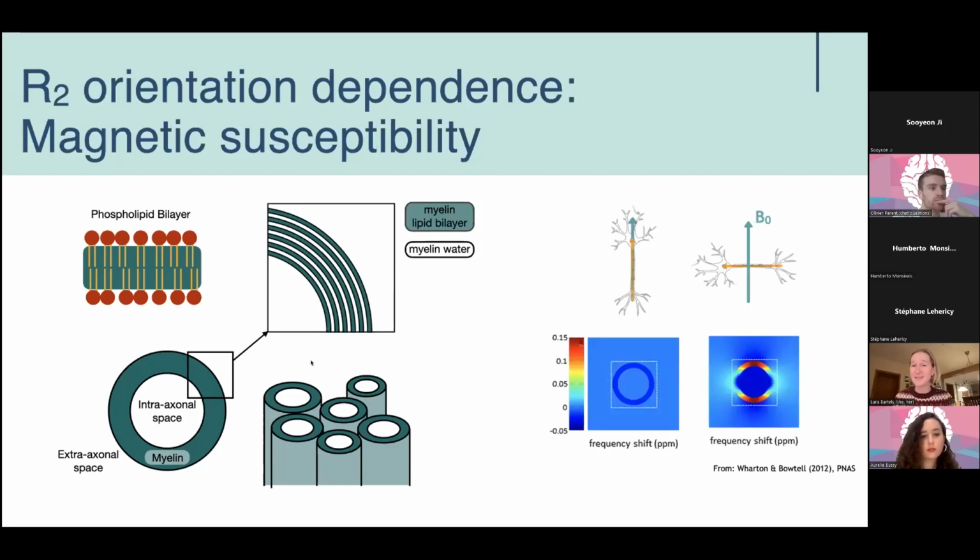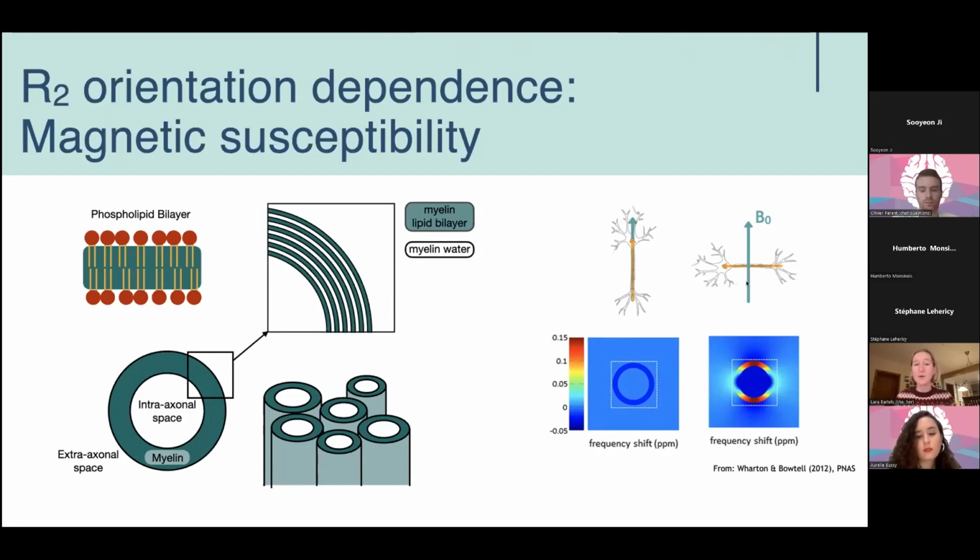What that means is that depending on whether the axon we're looking at, so one of those cylinders, is arranged in parallel or perpendicular to the external magnetic field, we'll get different effects on the actual magnetic field surrounding it. When they're arranged in parallel, we pretty much see that the field is very homogeneous around them. These were calculations done by Wharton and Bartels.